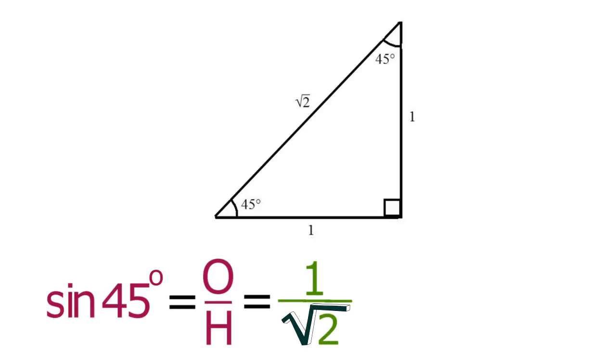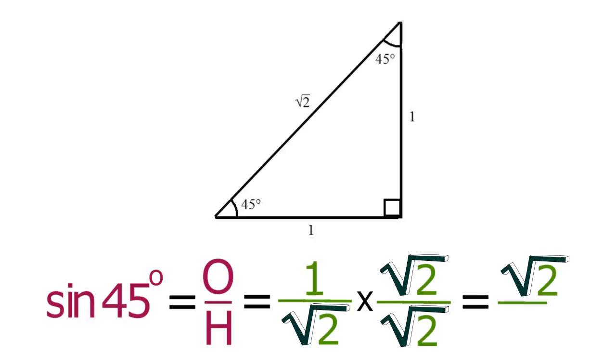When a fraction has a radical in the denominator, however, it is customary to rationalize the denominator. That is, change it to a rational number. To do this, multiply both the numerator and the denominator by this radical. The result, radical 2 over 2, is the most commonly accepted value for the sine of 45 degrees. And we will use this value throughout this course.